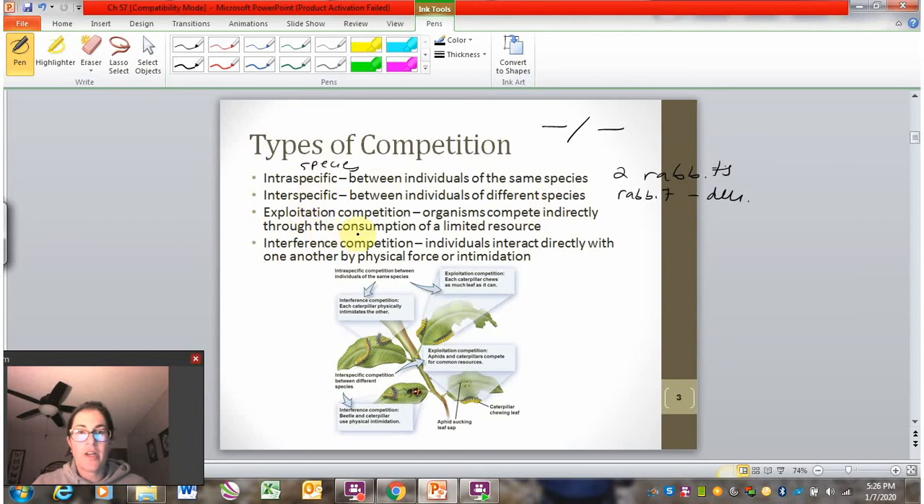Exploitation competition is when organisms are competing with each other just because it's whoever gets to the food first. So it's just incidental, indirect competition. Interference competition is when individuals interact directly with one another by physical force or intimidation for the resource. So this is more like fighting for the food.